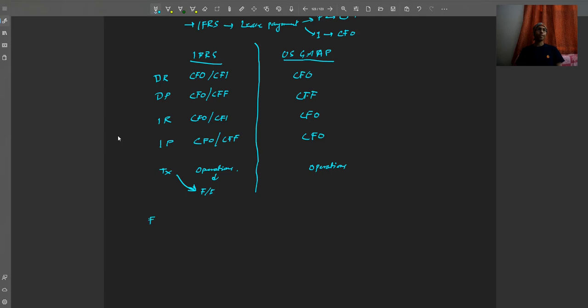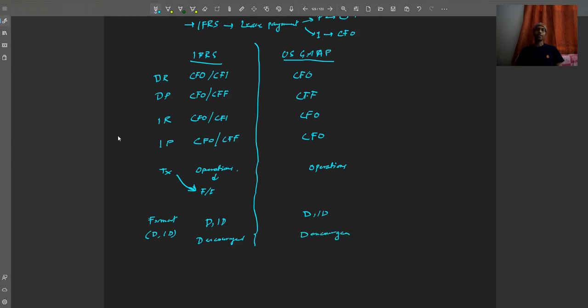In case of format, there is something called direct format of cash flow statements and indirect format. We'll get to that very soon, friends. But we want to highlight a little bit of the differences here. Under both IFRS and US GAAP, direct and indirect both are allowed, and direct is encouraged. Here also direct and indirect is allowed, but direct is encouraged.